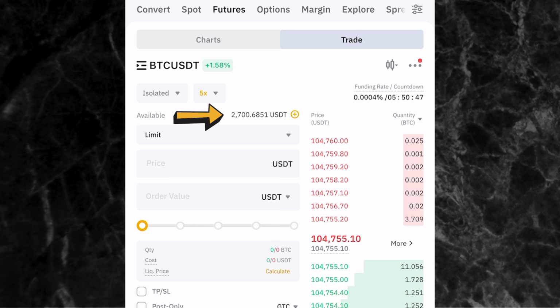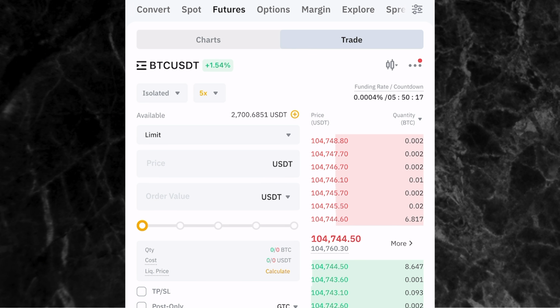Now the next thing is where you have the available balance. So you can see where you have this available balance. You can see you have 2,700 USDT. That's to show you the amount of USDT you have in your unified trading account. So before it was 1,700, but don't forget at the beginning of this video, I transferred 1,000 USDT to my unified trading account. That is why it is 2,700 USDT right there. So that's where you'll be able to see your available balance.